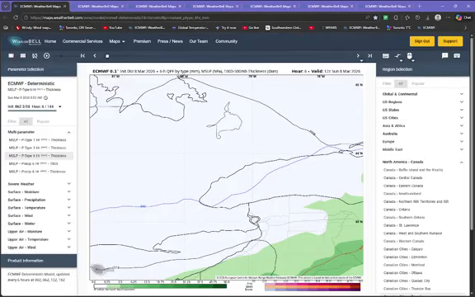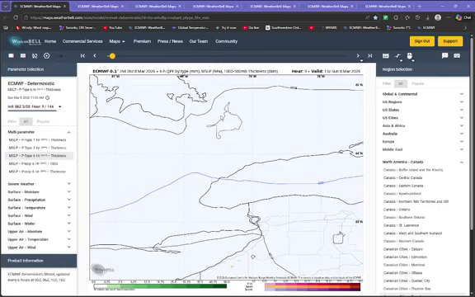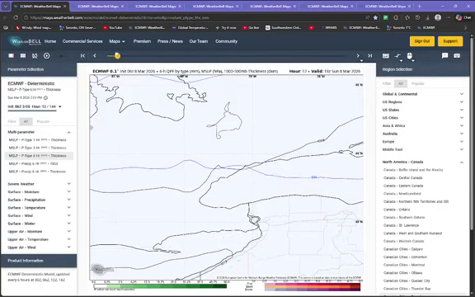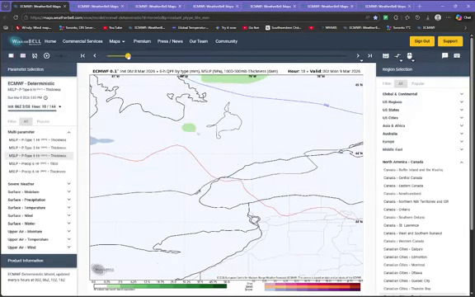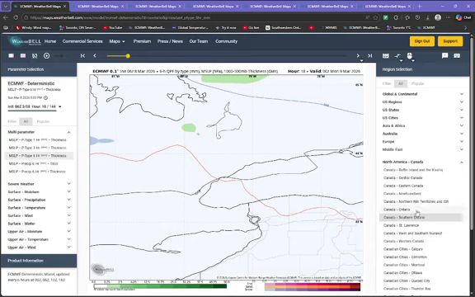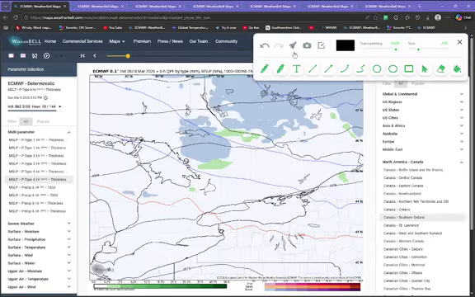Starting from 11 a.m. Actually, let's do 2 p.m. because it's too close. That's way too close. Let's go to 8 p.m. So zoom out to Southern Ontario. 1008, 1012 millibars of pressure.